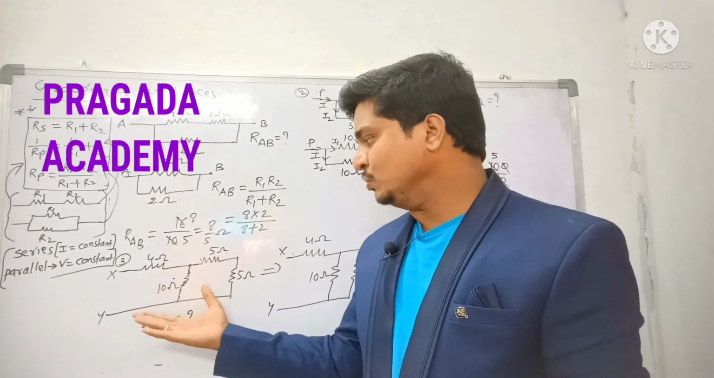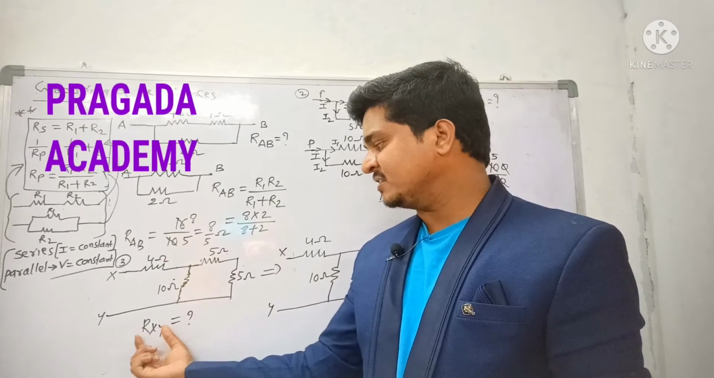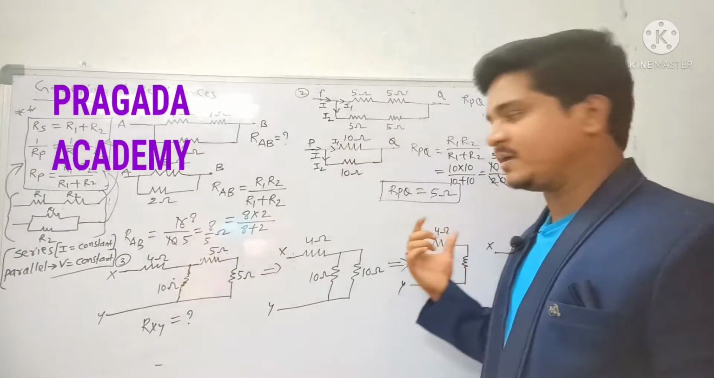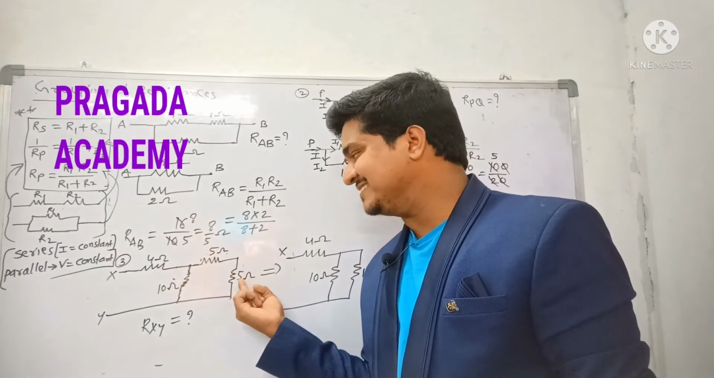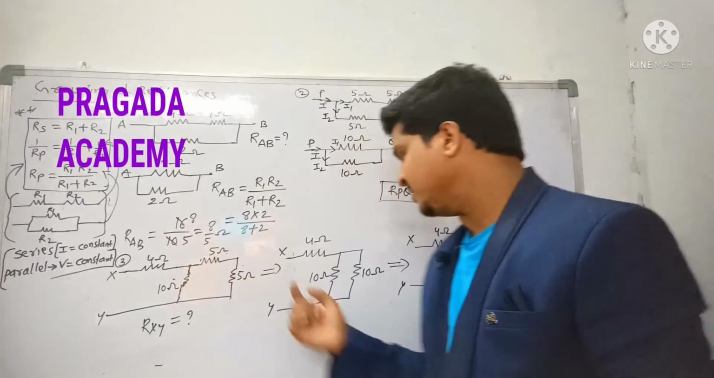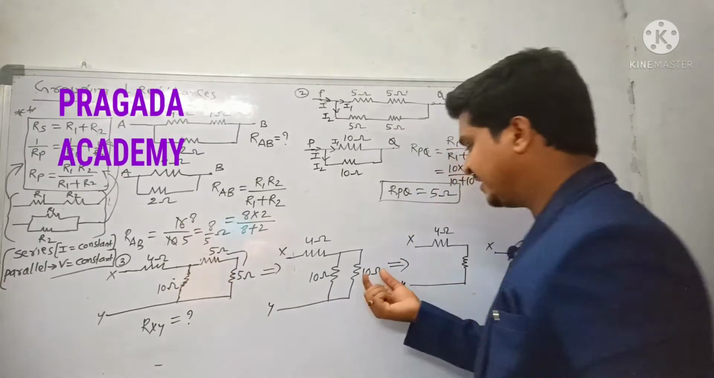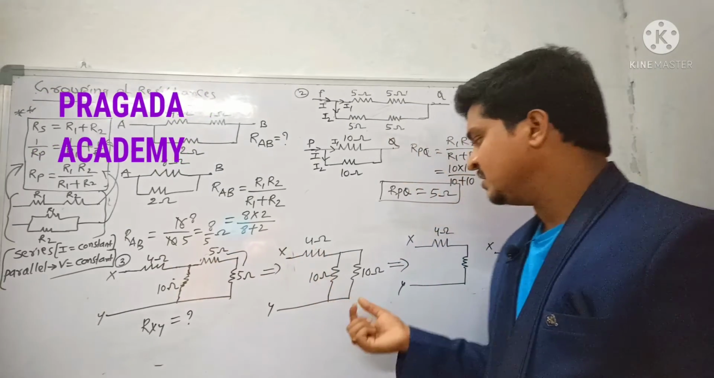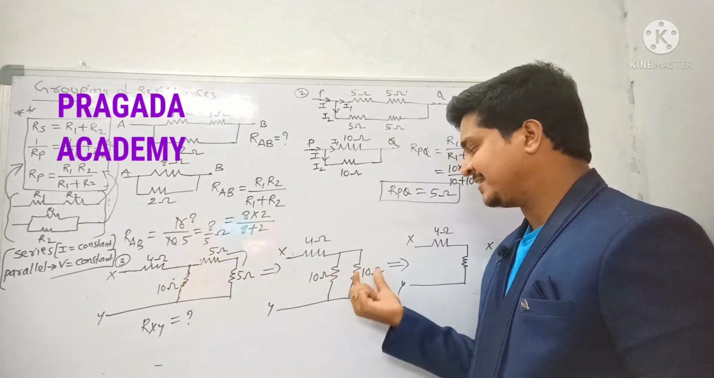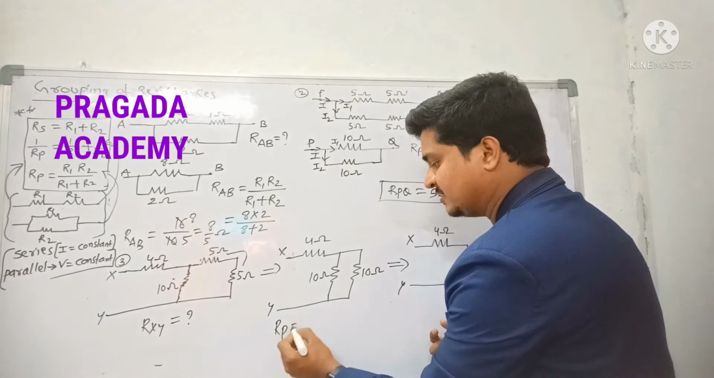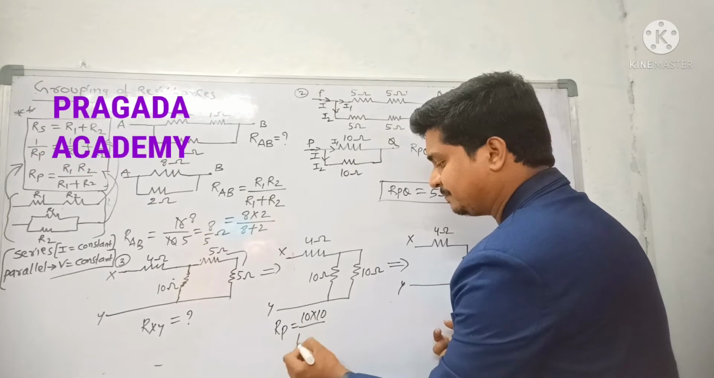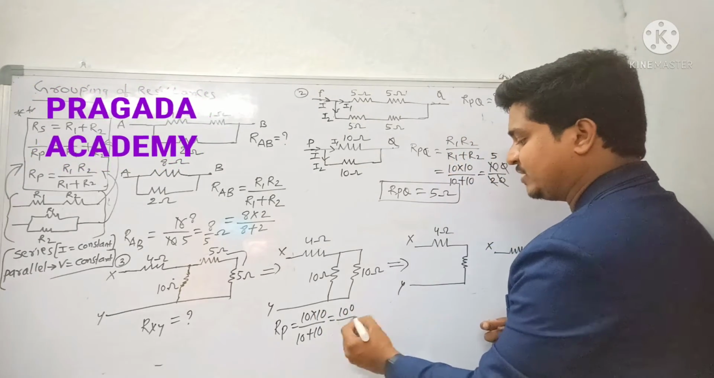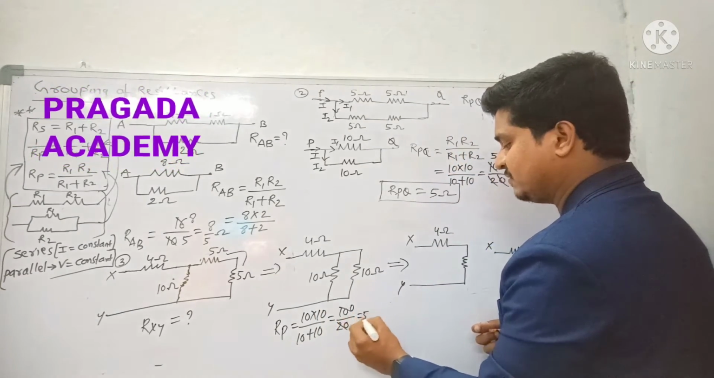Coming to the third circuit, they asked to find RXY, the equivalent resistance between X and Y. For that I simplified the circuit like this. I will explain one by one. Here 5 in series, so you can apply 5 plus 5, you will get 10 ohm. 10 ohm is parallel to 10 ohm, written like this. So if you observe this circuit diagram, 10 in parallel. You can apply R parallel is equal to 10 into 10 by 10 plus 10, nothing but R1 into R2 by R1 plus R2. So you will get 100 by 20, nothing but 5 times. You will get 5 ohm.